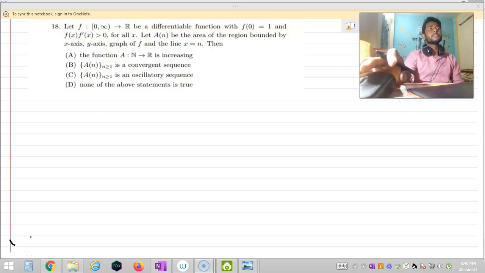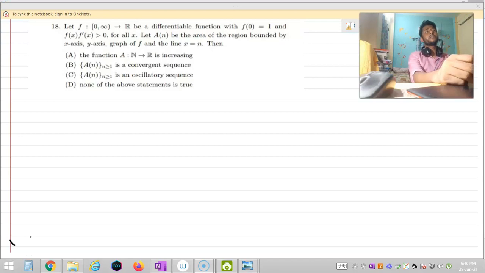Now let us solve question number 18, which says that f from [0, infinity) to R is a differentiable function, f(0) = 1, and f(x) times f'(x) is greater than 0 for all x. Let A_n be the area bounded by the x-axis, y-axis, the graph of f and the line x = n. Then which option is true? We have to find the correct option.